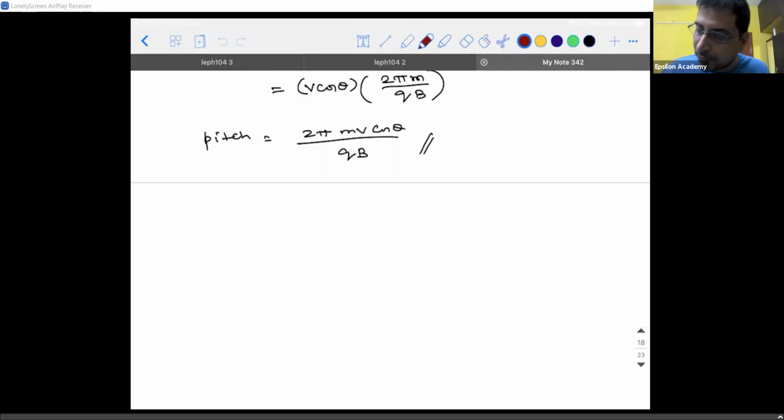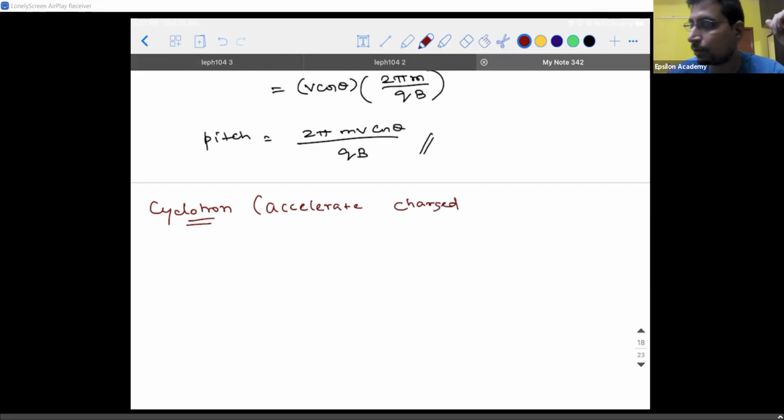So, the next concept that we are going to discuss is cyclotron. Yesterday I told you, right? Cyclotron is a device which is used to, why is it used? It is used to accelerate charged particles, right? So it is mainly used to accelerate charged particles.